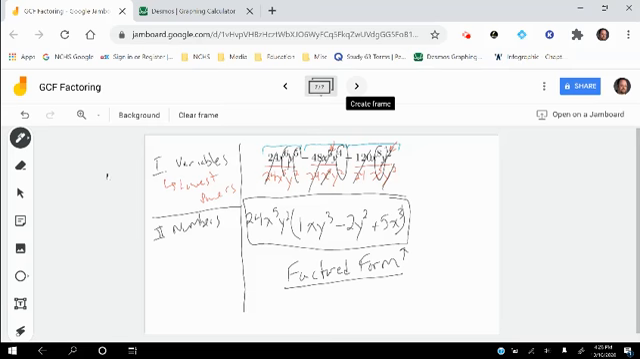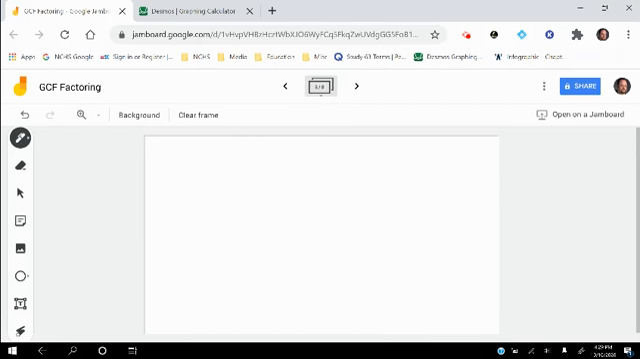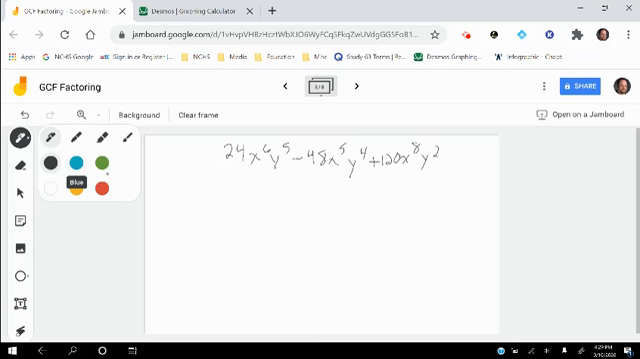What I'm going to do is on this next slide, I'm going to write down the equation again. We had 24 x to the 6th, y to the 5th, minus 48 x to the 5th, y to the 4th, plus 120 x to the 8th, y to the 2nd. Now, the other method you can use are factor trees. What I'm going to do is break each of these numbers apart. I'm going to make a factor tree.